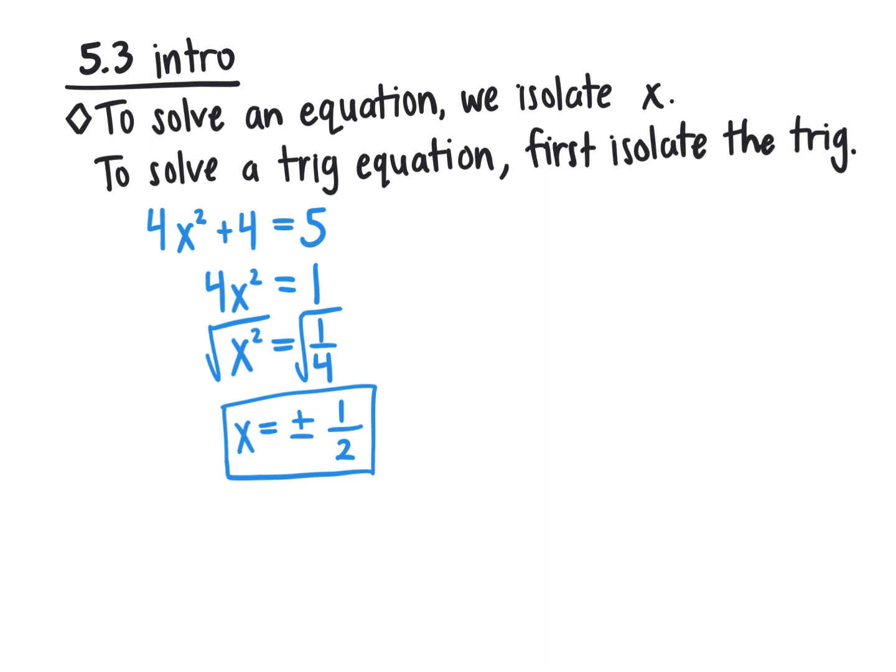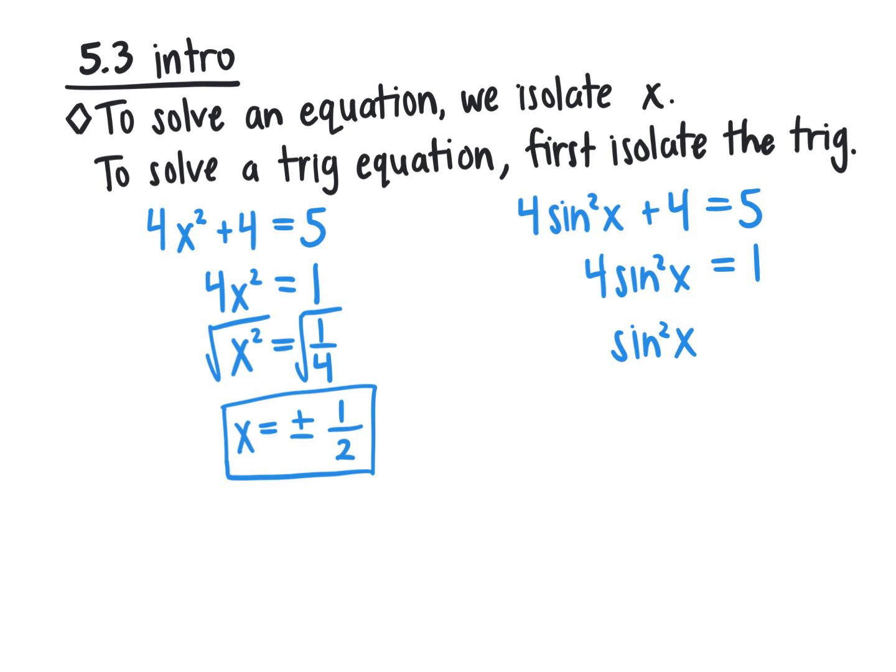So what we're going to be doing today is pretty much the exact same thing, but instead of having an x there, you're going to see a trig function there. So say this was 4 sine squared of x plus 4 equals 5. You're going to do the exact same thing. We're going to subtract the 4. We get 4 sine squared equals 1. You're going to divide by 4. Sine squared equals 1/4. You're still going to square root both sides, and you're still going to get the sine of x equal to plus or minus 1/2.